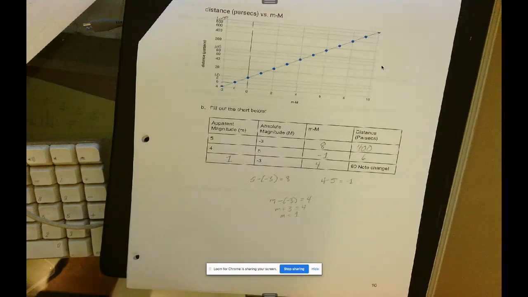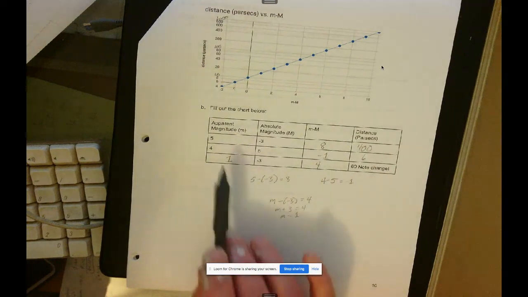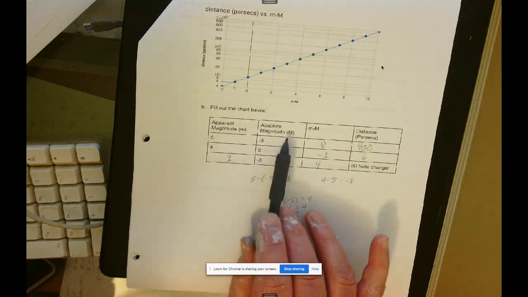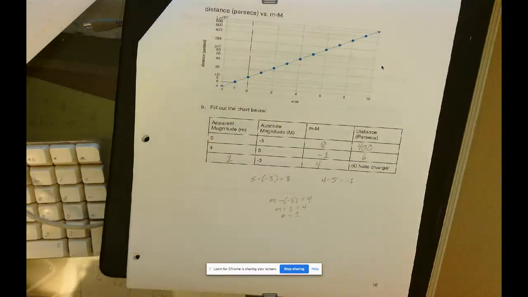So hopefully that makes some sort of sense. And that is how astronomers find the distance to most stars that we see. Parallax isn't going to work. So we see how much the difference is between their apparent magnitude and the absolute magnitude. And the farther apart these numbers are, the farther away the star is going to be.